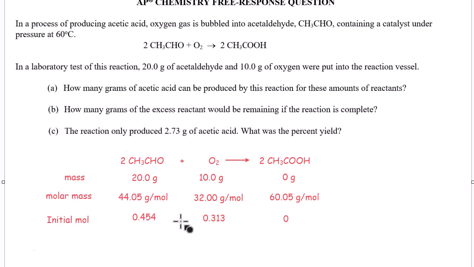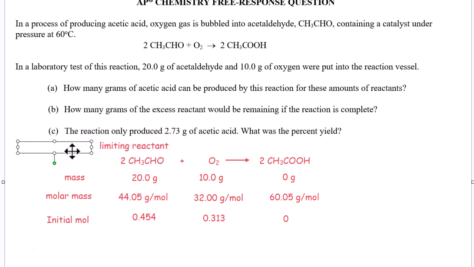Another way of getting this besides inspection is to take the mole amount and divide by the coefficients: 0.227. That's less than 0.313 divided by 1, so the smaller value really is the aldehyde when you divide by the coefficients. So a general rule: find the moles, divide by the coefficients. That smaller value will be your limiting reactant, what you run out of first. And I'm going to identify that.